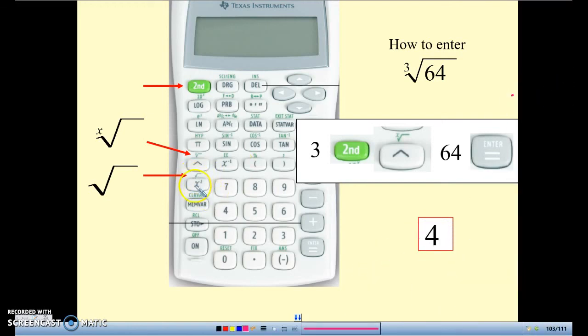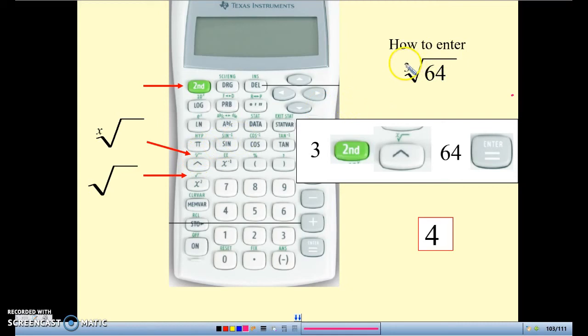This right here, right above your x squared, is your square root, and it might be in yellow. I don't know why it's in green on this one. I've never seen it in green, but whatever color it is, you access it by hitting the second button. So if the square root is in pink, your second button will be in pink. And then your nth root is this one right here above your power button.